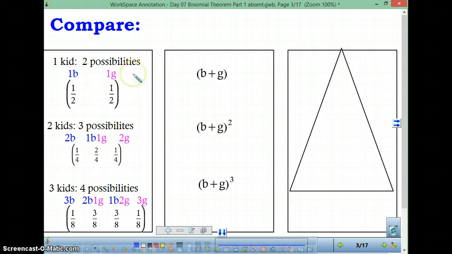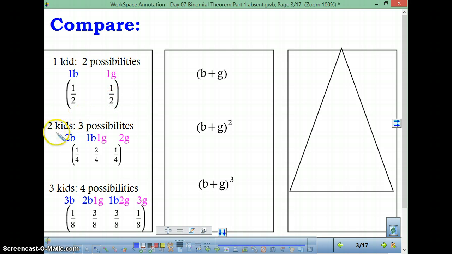As an introduction today, consider this possibility. There's a couple, they want to have one kid. Can you see that there's two possibilities of what they might get? They might get a boy or a girl. There's a 1/2 chance that either possibility is going to be the one that happens.